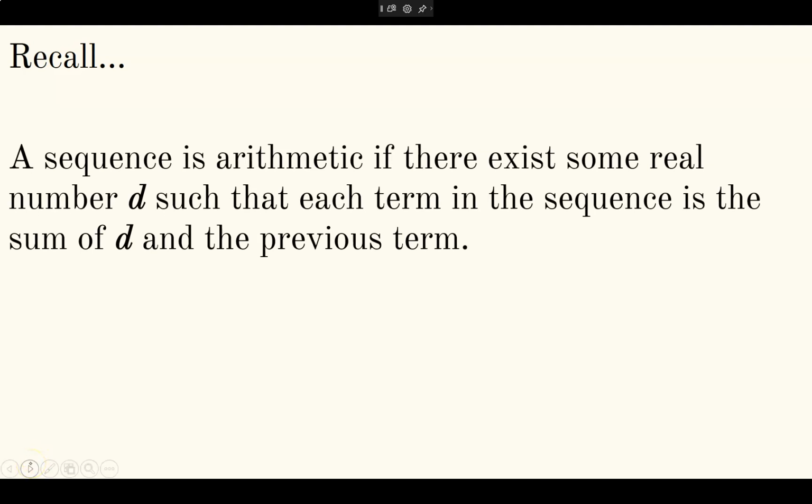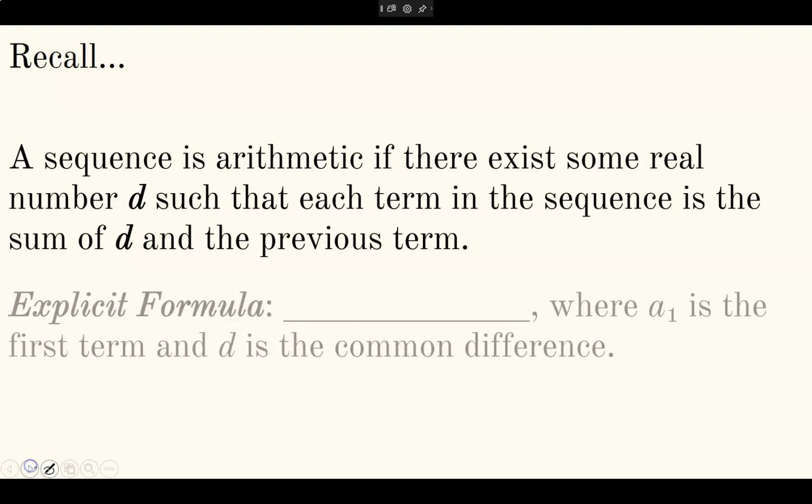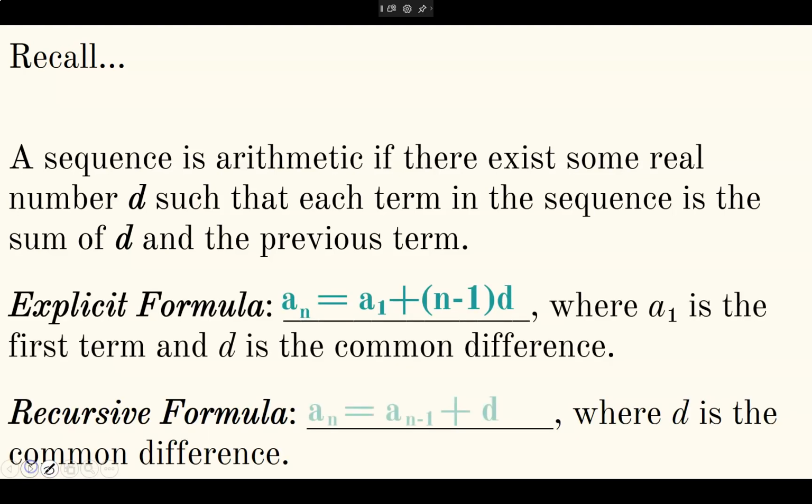A system is arithmetic if there exists some real number d such that each term in the sequence is the sum of d and the previous term. Again, this is very fancy for what? What makes it arithmetic? Addition. What does that mean, though? Or subtracting what? The same exact thing every time. Good. If you just say addition, I could add 1, add 2, add 3. That's not true. Okay? It has to be the exact same thing every single time. Also, our explicit formula we just used. And our recursive formula is when I use the thing before to move forward.